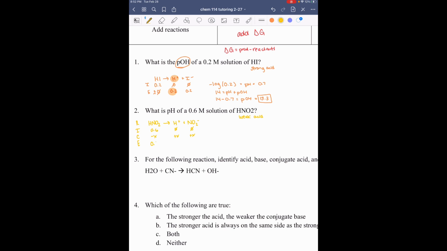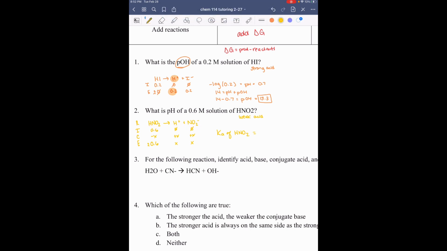So here I'd have mostly 0.6, approximately X, X. So for this reaction, this is the Ka of HNO2, because it's going from an acid to its ions.